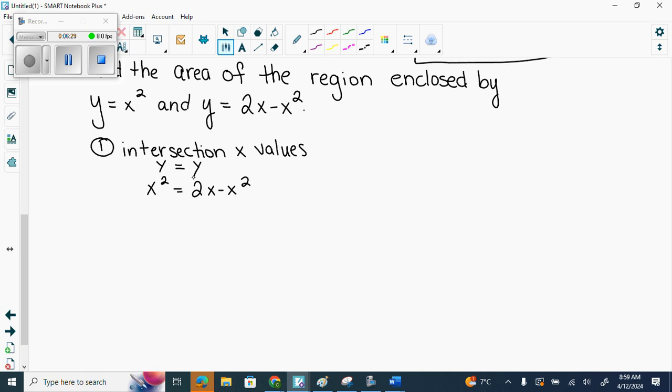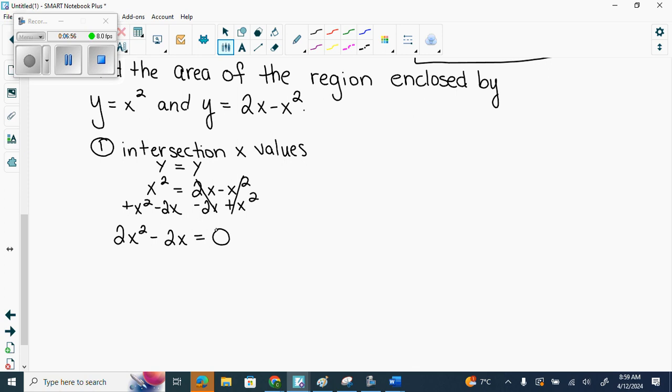Okay. So we're going to add the x squared over and subtract 2x. So I'm going to get 2x squared minus 2x equals 0. Why did I move everything to one side? So we can make it zero. Why did I want to make it equal to 0?